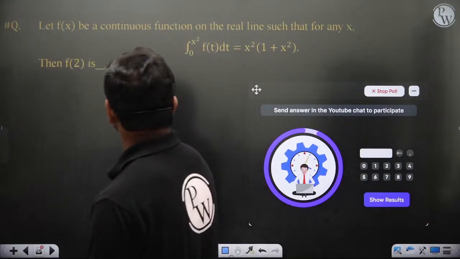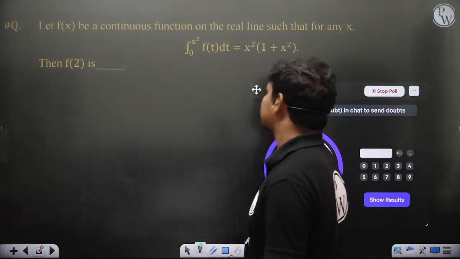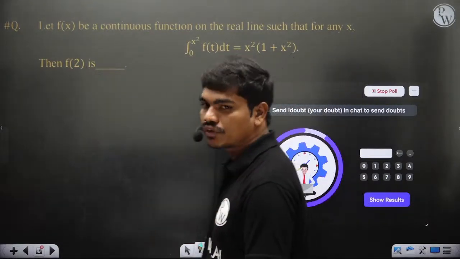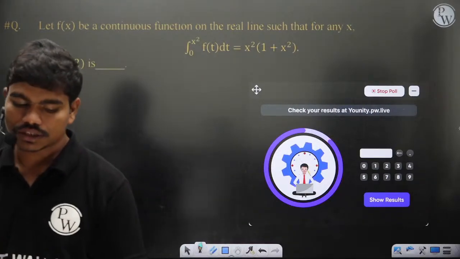Let f of x be a continuous function on the real line such that for any x this equation holds good. Then what is f of 2? The value of the function at x equal to 2.